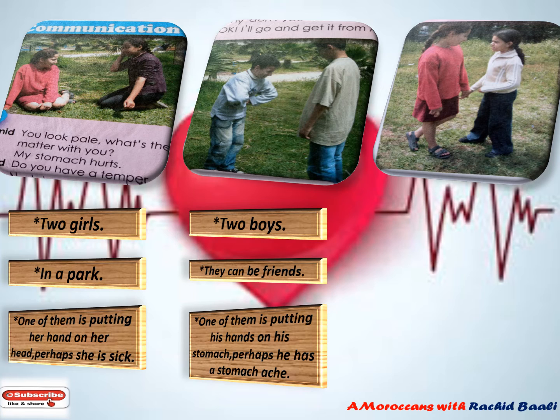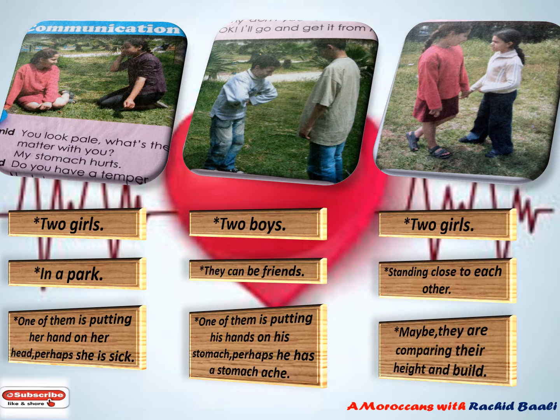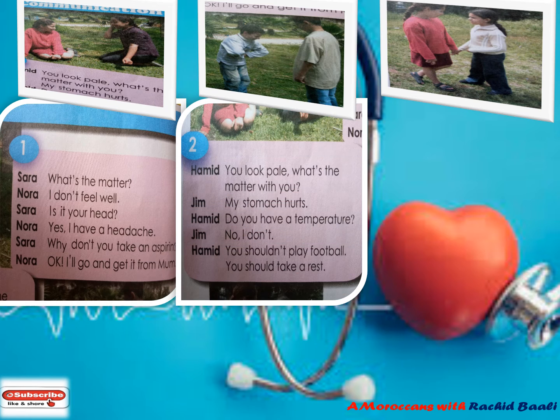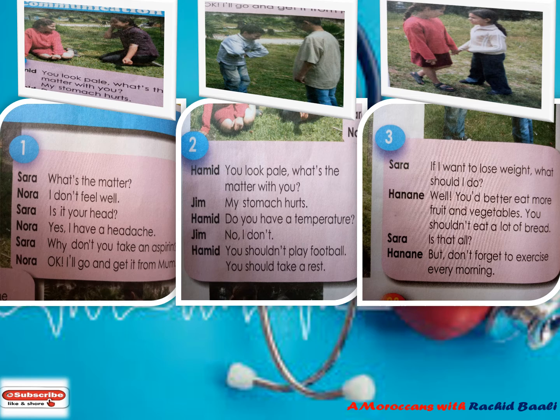Okay? Well, let's see some suggestions about the second picture. So we have two boys. They can be friends. One of them is putting his hands on his stomach. Perhaps he has a stomachache. Okay? And let's move to the last picture. So we have two girls. They are standing close to each other. Maybe they are comparing their height and build. Okay? Well, let's move then. To check our guesses and suggestions, my students, I'd like you to read the three dialogues carefully, okay?